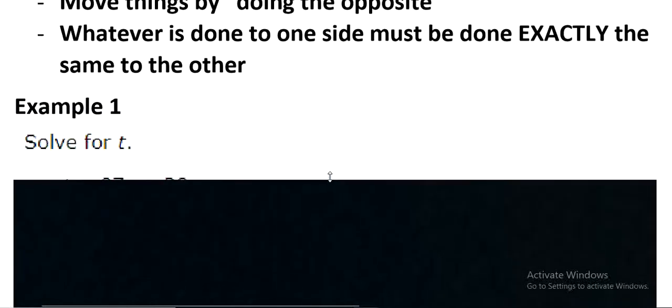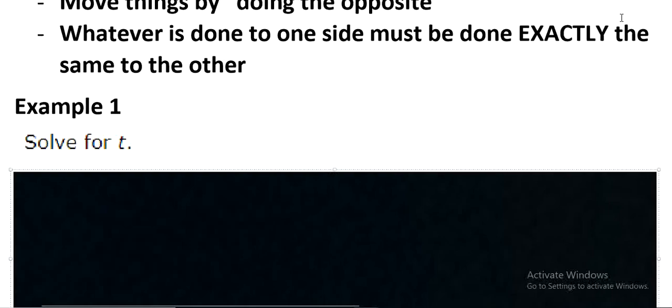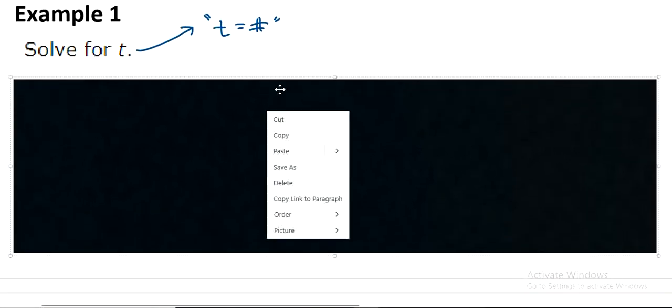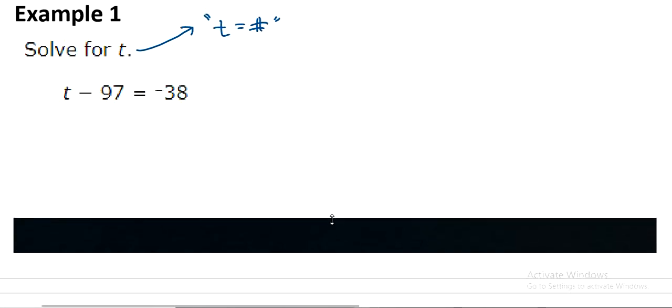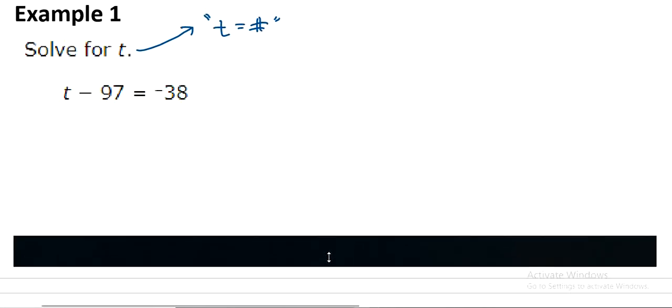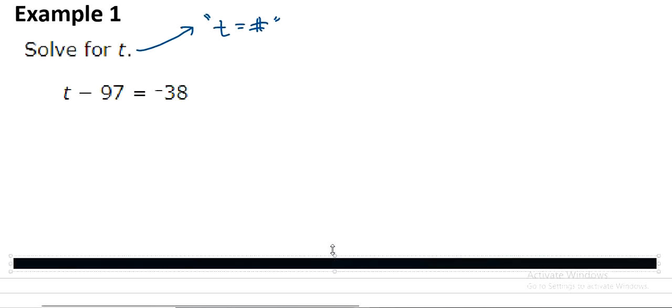Speaking of example, here is example 1. Example 1 says they want us to solve for t. Whenever you see solve for something, that means get t equals some number, just like we talked about in the rules. So what's the equation they want us to do to solve for t? We have t minus 97 equals negative 38.